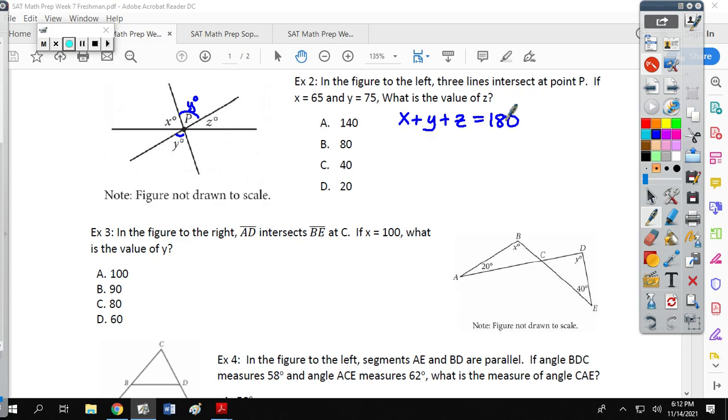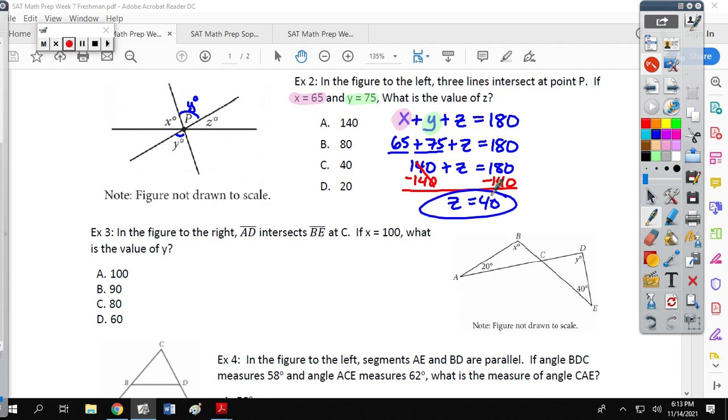X plus Y plus Z has to add up to 180 degrees. We would then go in here and plug in 65 for the X value and 75 for the Y value and solve for Z. So 65 plus 75 plus Z equals 180. Add like terms, 65 plus 75 is 140, and then subtract 140 from each side of the equation, and we get Z equals 40. Again, it just requires us to know our basic geometry rules.